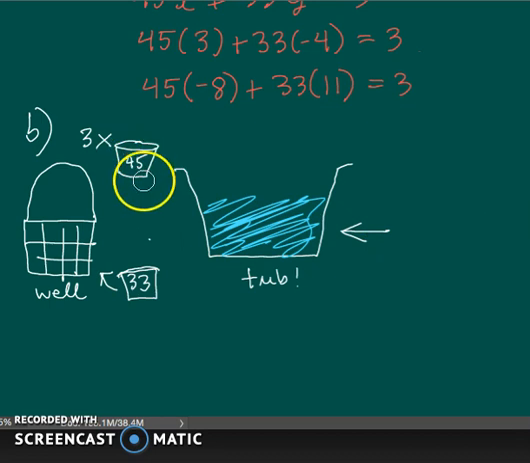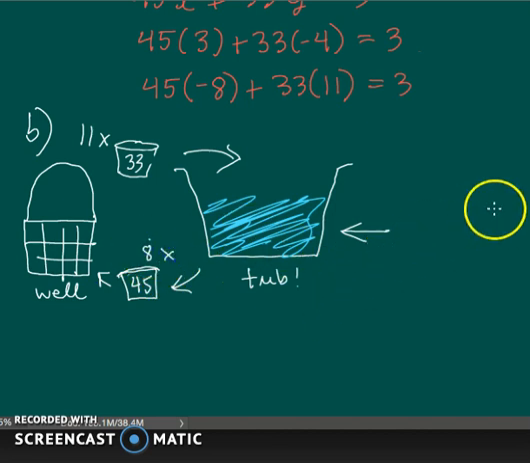Or the second thing that we found out is, we can do it another way. This will be our 33 and this will be our 45. We can also use the second example. We can take 11 times the 33-gallon bucket, put it into our tub, and then we can take 8 times the 45-gallon bucket out and put that back in the well. So 8 times that. And once again, we'll be left with 3 gallons in our tub, which is what we want.